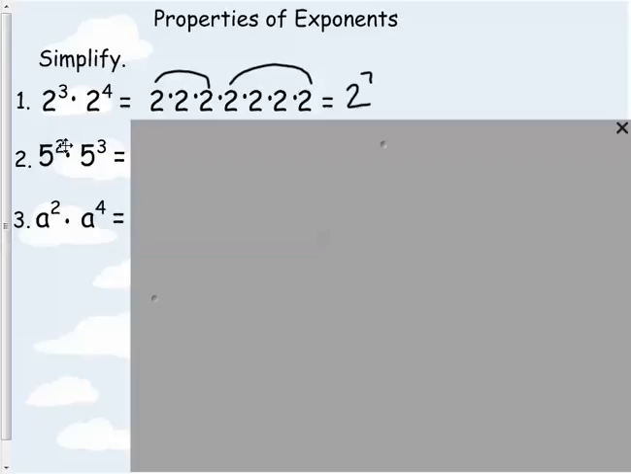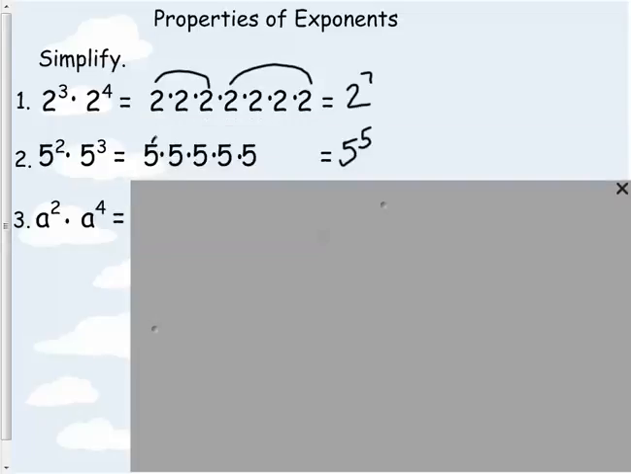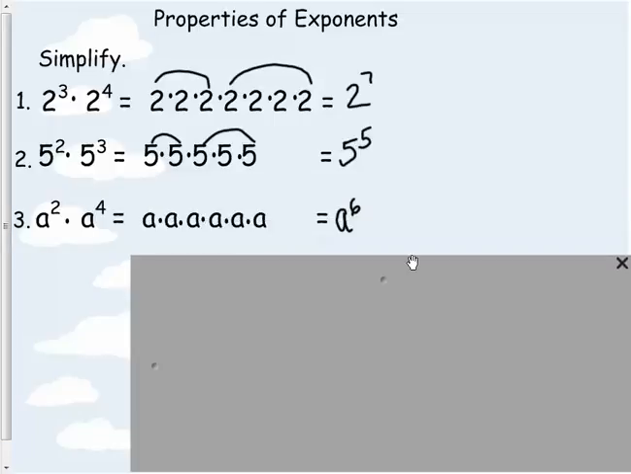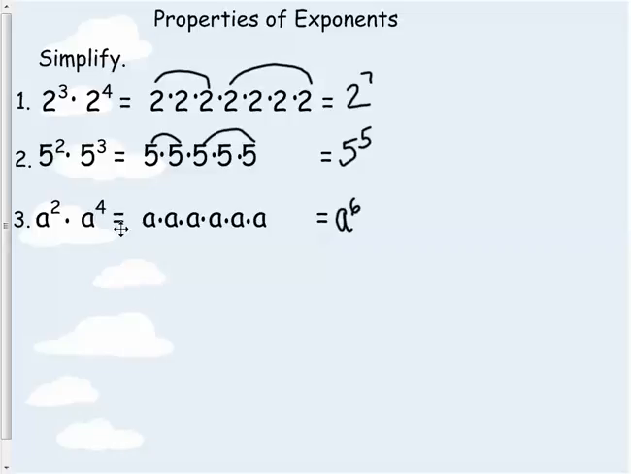If we have 5 squared and 5 cubed, that would be like 2 5's and 3 5's being multiplied by each other, or 5 to the 5th power. And then if I have a squared and a to the 4th power, it would be like a, and again, you get a to the 6th power. So what do we see going on here?